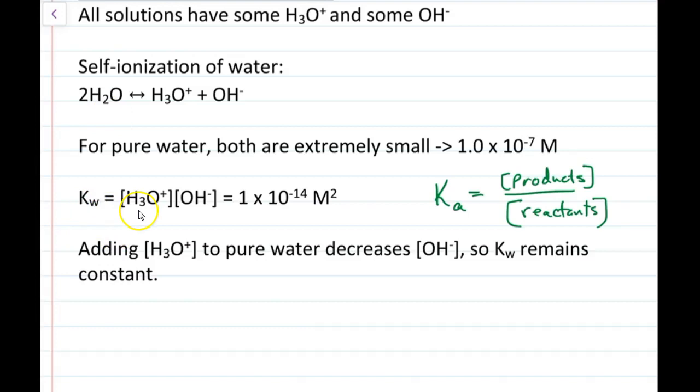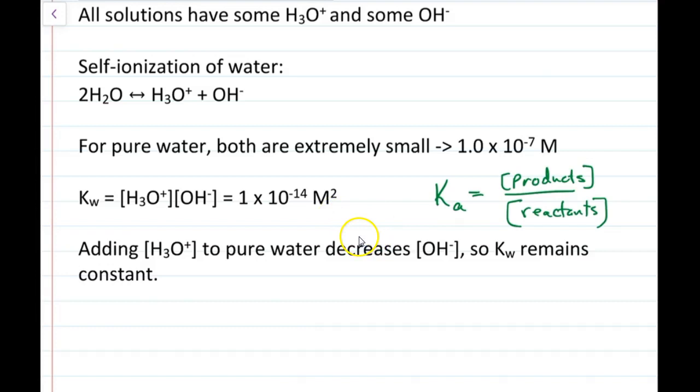So your Kw, since water is neither an acid nor a base, we don't call it Ka or Kb, we call it Kw, is just your two products, hydronium and hydroxide, multiplied together over 1. Because again, water would be on the bottom and water is not aqueous. So we already said that these two concentrations for pure water are both 1 times 10 to the minus 7. So if I multiply those two together, I get 1 times 10 to the negative 14, and it's molar squared because it's molar times molar.